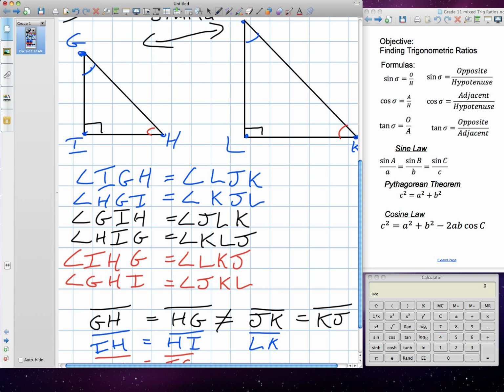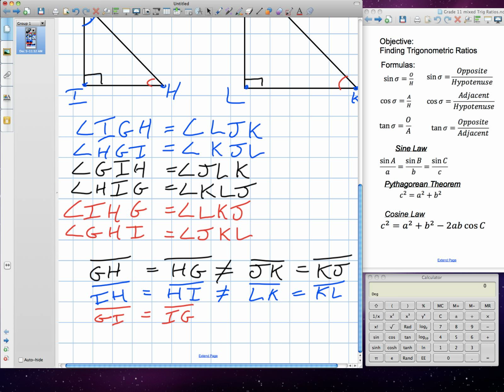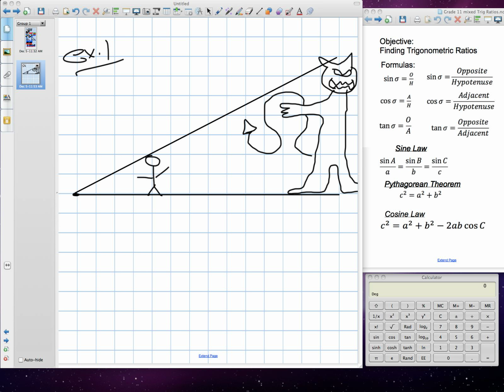Same idea. IH would be considered LK, which is also equal to KL. But again, they're not equal to those other sides. And finally, JL, which is also equal to LJ, is not equal to the other side. So that's why these are similar triangles. The angles are all equal, but the sides are not the same length.